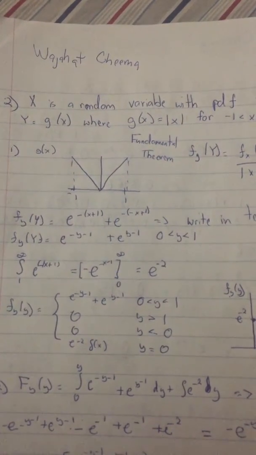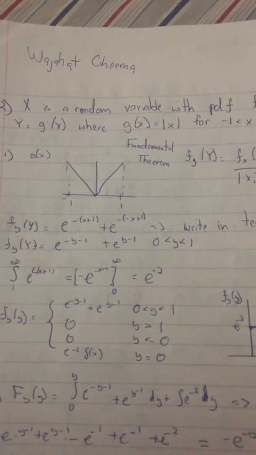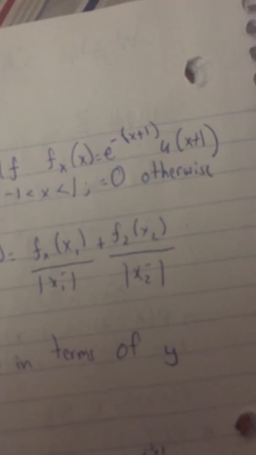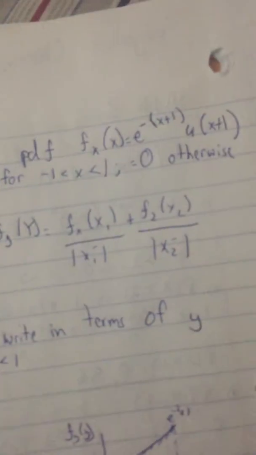So for question number 2, x is a random variable with the PDF f of x equals e to the negative x plus 1 with the unit step function shifted to the left by 1, which is just x plus 1.